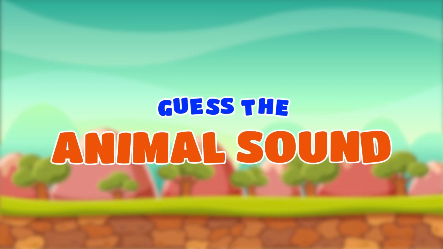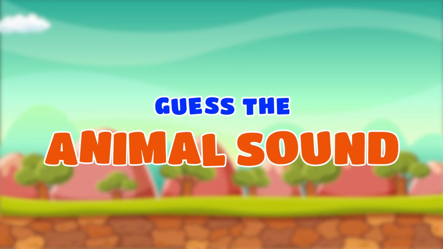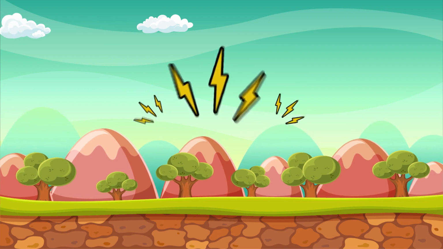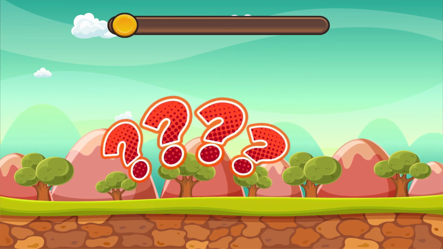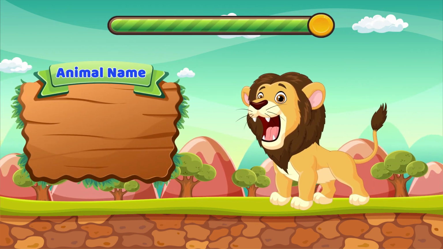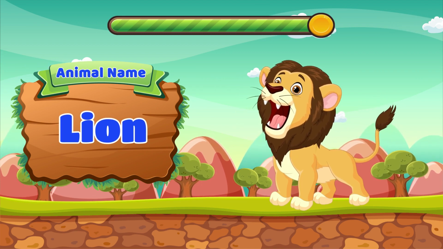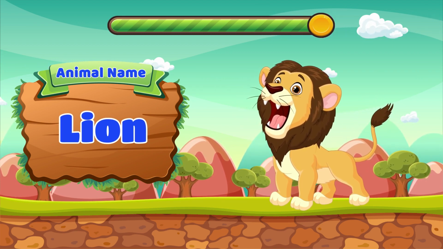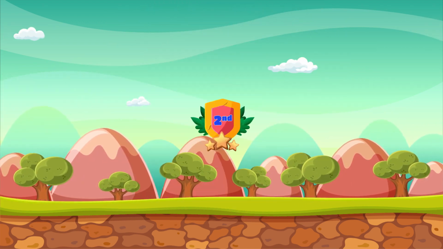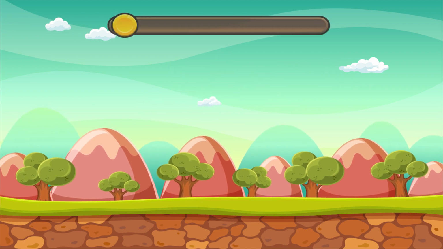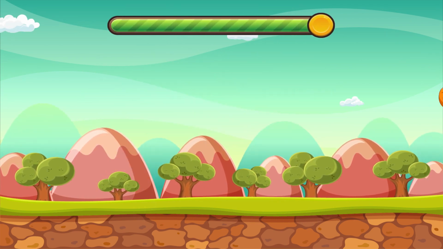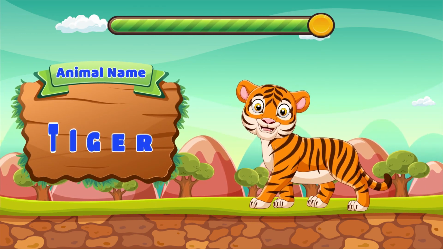Guess the animal by its sound. Can you guess the animal? It's a lion. Can you guess the animal? It's a tiger.